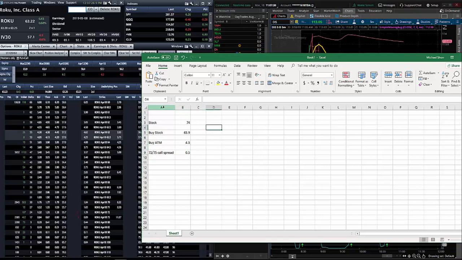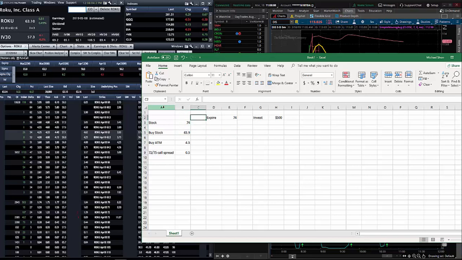So let's just say at expiration, the stock was not at 74. Let's say we expire at 74, like we said. Okay, so the stock we know is going to be this, and let's say that we want to invest an amount of $500, just arbitrarily.